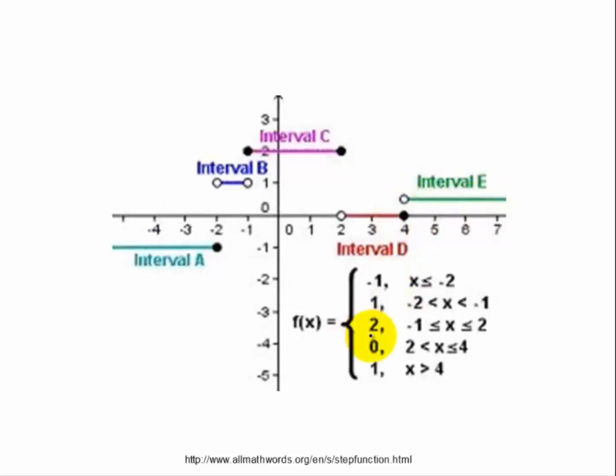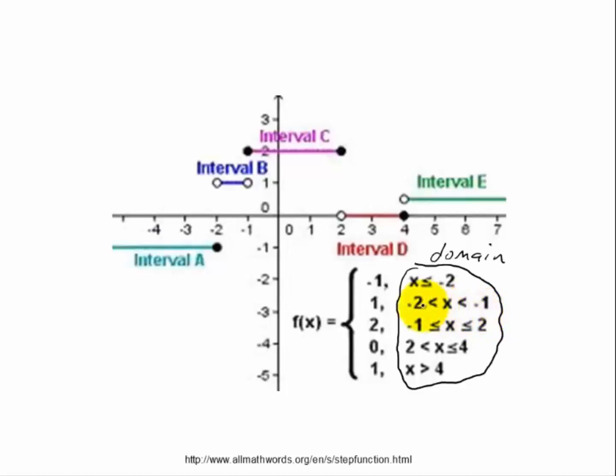So again, the reason why this is called a step function is as the domain part changes, the range steps up or down. And if we wanted to find our domain, we can just look at how the piecewise is defined. So this tells us which piece to use given a certain part of the domain. So this is all numbers less than or equal to -2. That's interval A. Interval B would be all x's that are greater than -2 but less than -1.